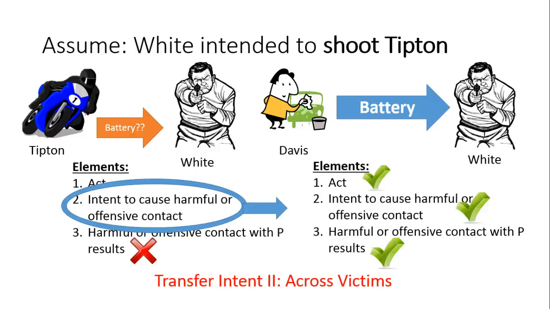This is the transferred intent type 2, as your casebook author is calling it. Basically what you're seeing again is we're taking the intent to cause this same tort to another person over to our new victim. So this is just a transfer from person to person. Same battery, same tort, person to person. So the transfer of intent only goes across victims.